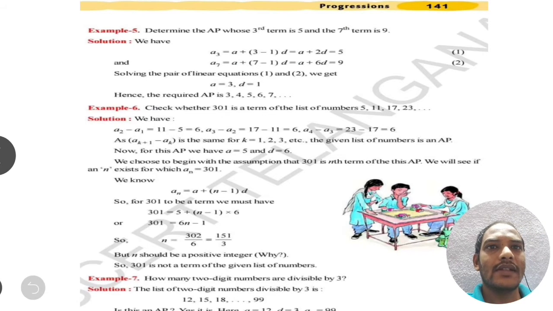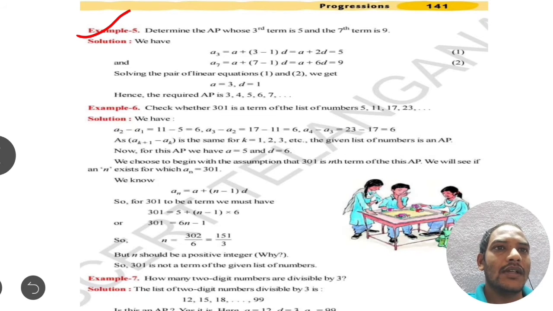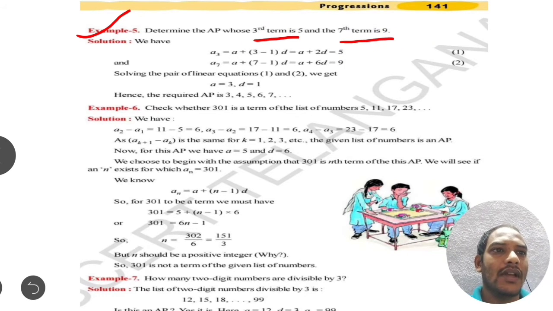Next, coming to example 5. Determine the AP whose third term is 5 and seventh term is 9. Third term is 5 and seventh term is 9.